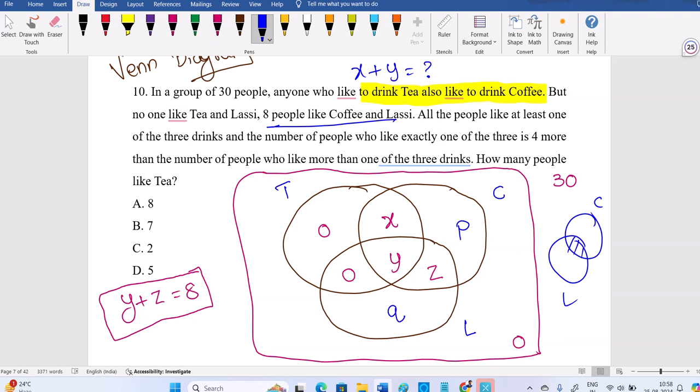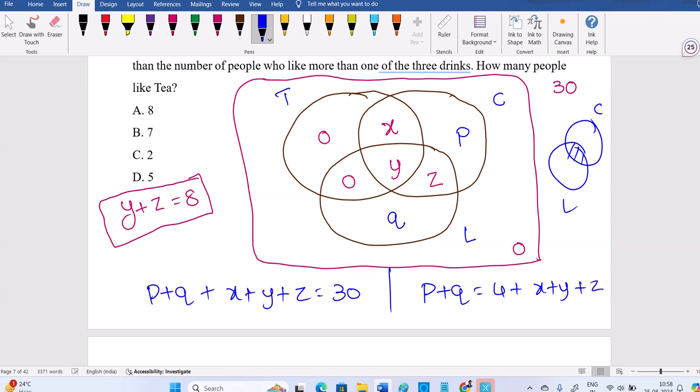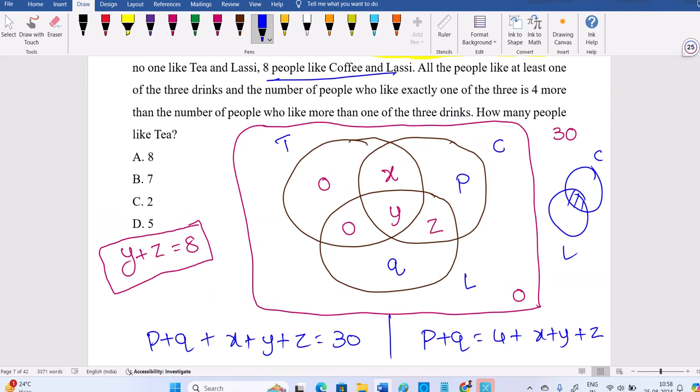Right. So now, as per the question, two things you have to know. One is p plus q plus x plus y plus z should be equal to 30. Overall, 30 people are there. One more point is p plus q is 4 more than x plus y plus z. Why, sir? They said only one of the three, exactly one of the three. P is taking only coffee, Q is taking only lassi. So this count together is 4 more than liking more than 1. Liking more than 1 is x, y, z.